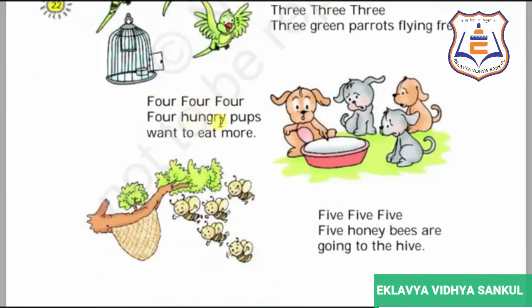4, 4, 4, 4 hungry pups want to eat more. So there are 4 hungry pups who want to eat more. 1, 2, 3, 4 pups. So 4, 4, 4, 4 hungry pups want to eat more.